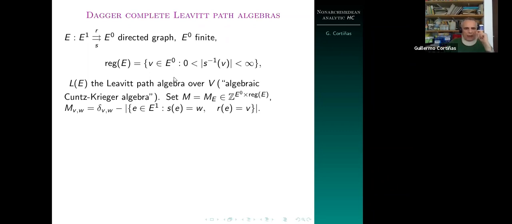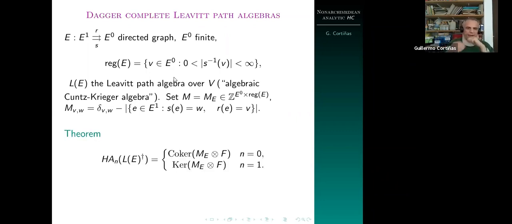Then the BW entry of M is Kronecker's delta BW minus the number of edges that go out of W and end up in V. Okay, so the theorem is that the analytic homology of the dagger completed Leavitt path algebra is given by the kernel and the cokernel of this matrix tensor with F.